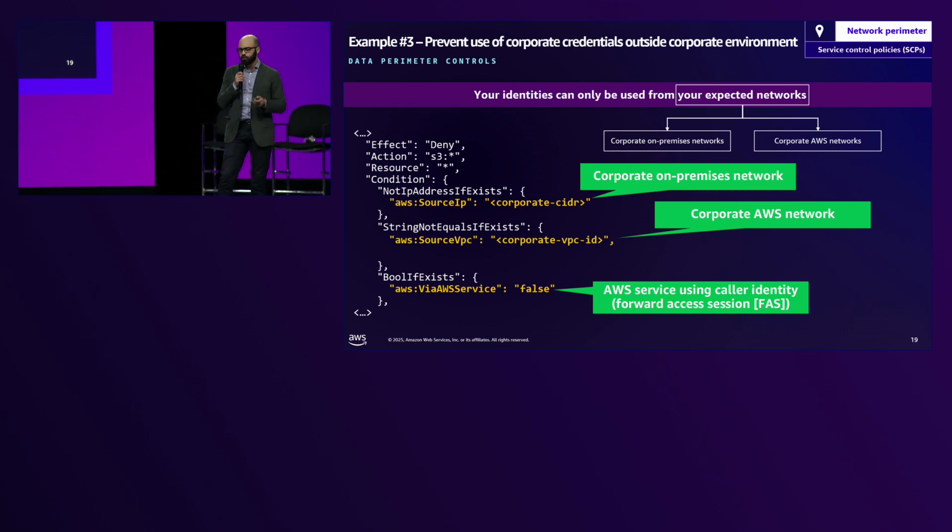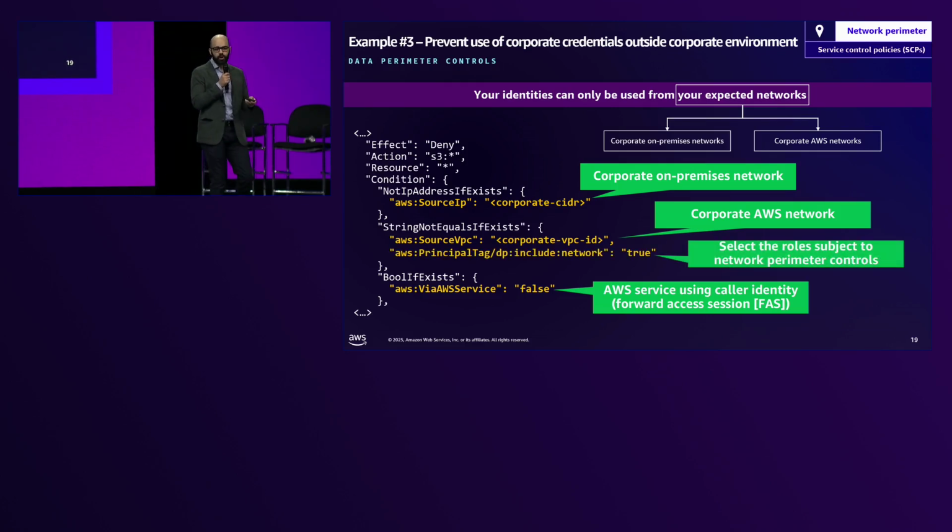And finally, we also wanted to show you an example on how you can toggle on-off your controls when required. Or if you want also to make sure that your controls can only be applied where it matters, you can use the global condition key aws:PrincipalTag, which contains the tag of your principals. Here, for example, we are using the tag key DP include network. So DP stands for data perimeter, and the value true.